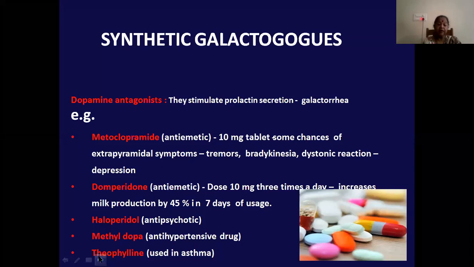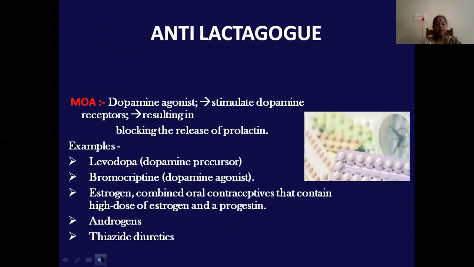Domperidone is an antiemetic, but it can be used as a galactogogue. The dose is 10 milligrams three times a day, and it increases milk production by 45% in 7 days of usage. Haloperidol also causes galactorrhea. Methyldopa, which is an antihypertensive, is not used as a galactogogue, but you should know that these drugs cause galactorrhea: theophylline, methyldopa, and haloperidol.